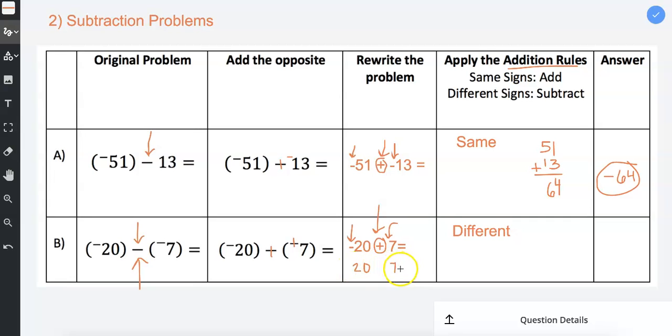Now that they're both positive numbers, I can compare them. Which is larger? The 20. So I write the 20 at the top and the 7 at the bottom. 20 minus 7 is 13. And then I look back. Which did I have more of? Well, the 20 was larger, and the 20 was a negative value. So my answer is a negative 13 because I had more of the negatives than the positives.